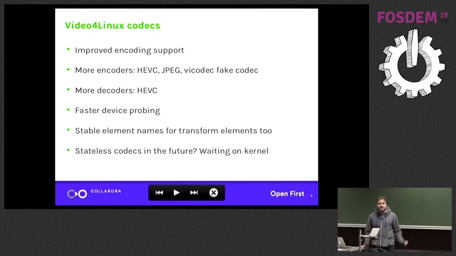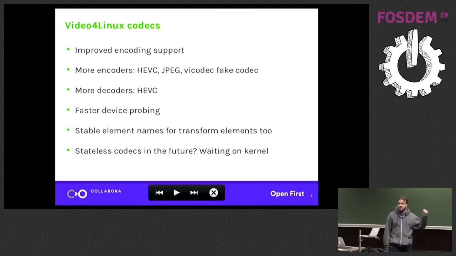Another nice feature, especially on the camera side: some cameras took seconds to probe because we enumerated a bunch of things that we didn't really need to enumerate. So Nicolas has done a lot of work, and now the device probing is instant on almost all hardware. So you can get the list of all the devices and the relevant capabilities.